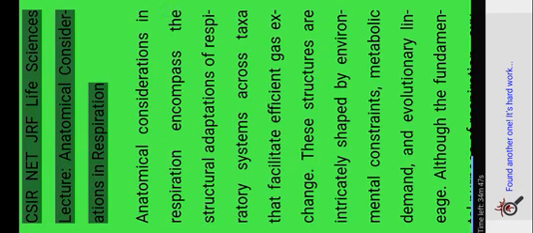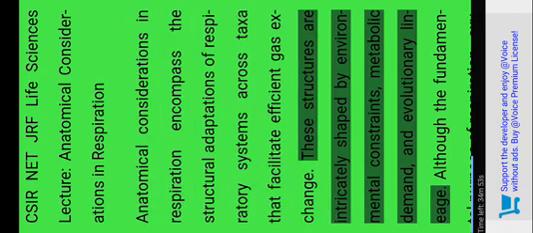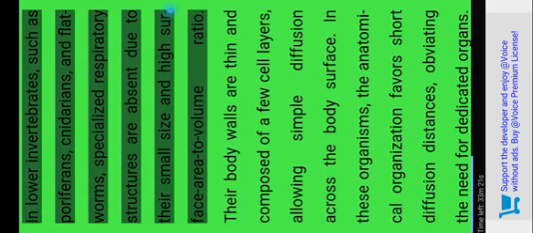CSIR-NET JRF Life Sciences lecture: anatomical considerations in respiration. Anatomical considerations in respiration encompass the structural adaptations of respiratory systems across taxa that facilitate efficient gas exchange. These structures are intricately shaped by environmental constraints, metabolic demand, and evolutionary lineage. Although the fundamental purpose of respiration, oxygen uptake and carbon dioxide release, is conserved, the anatomical specialization of respiratory organs varies widely across invertebrates, reflecting both functional complexity and ecological necessity.